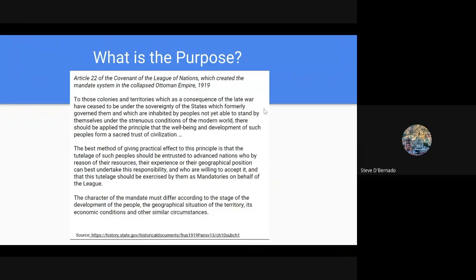So we take a look at this document created from the European imperial perspective, and we see traces of justifications for imperialism under the ideas of nationalism, social Darwinism, and the civilizing mission.